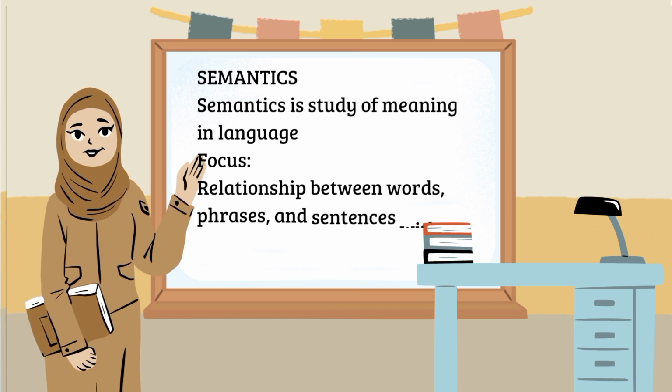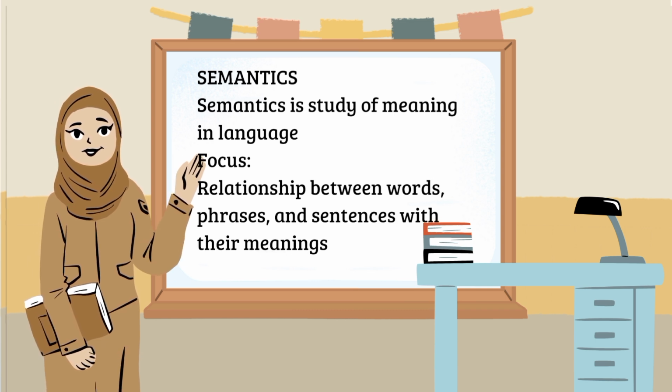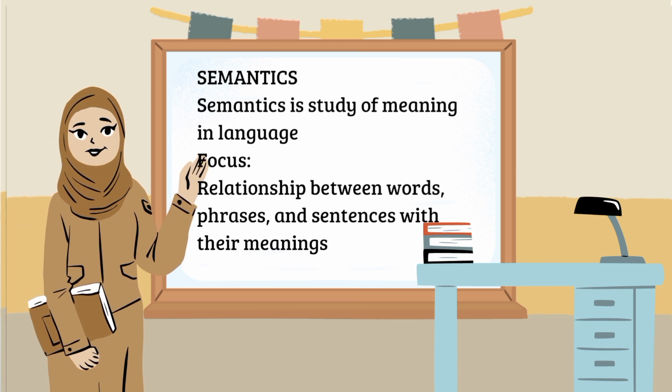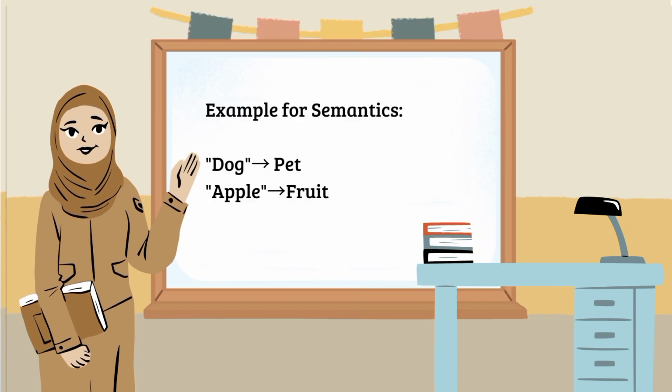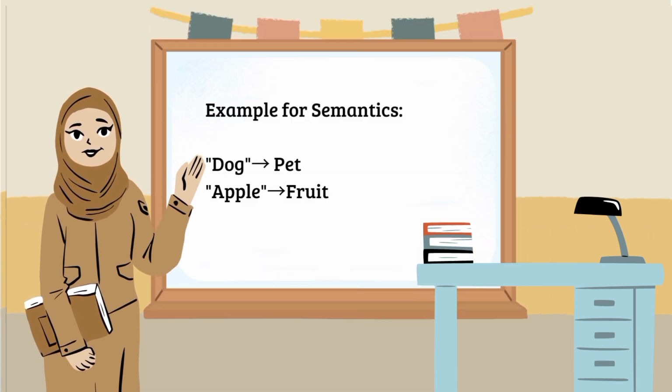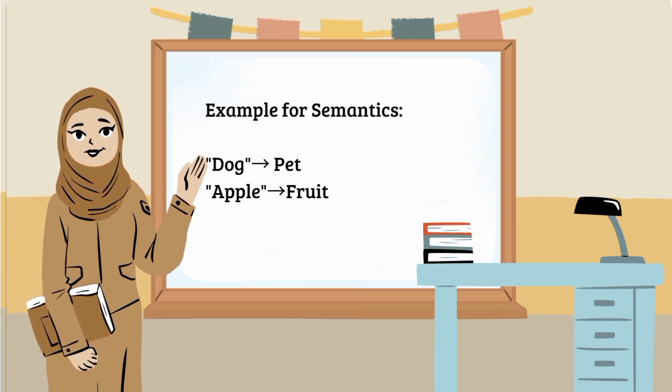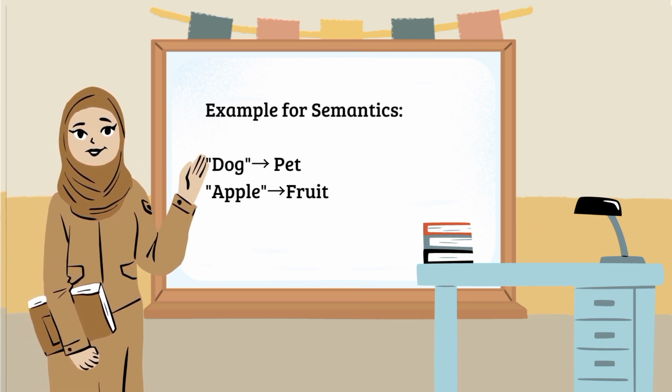Okay, let's start with semantics. Semantics is the study of meaning in language. It focuses on the relationship between words, phrases, or sentences and their meanings. For example, the word dog always refers to a specific type of pet, so its meaning is stable and not influenced by context. Next, the word apple always refers to a type of fruit, regardless of context.